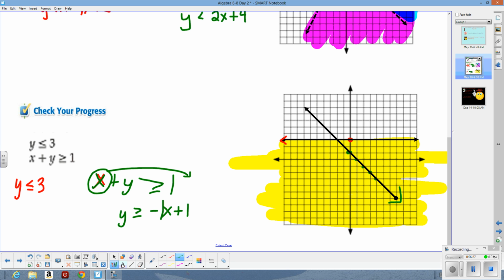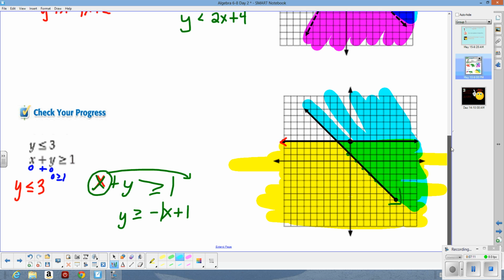Now we're going to test out 0, 0. If I plug in 0, 0, 0 plus 0 is 0, and 0 is not greater than or equal to 1. So 0, 0 is not part of the solution, so I want to shade the part that does not have 0, 0. So the solution to this system of inequalities is the green part where the shading is overlapping. All the points in that section are solutions to the system.